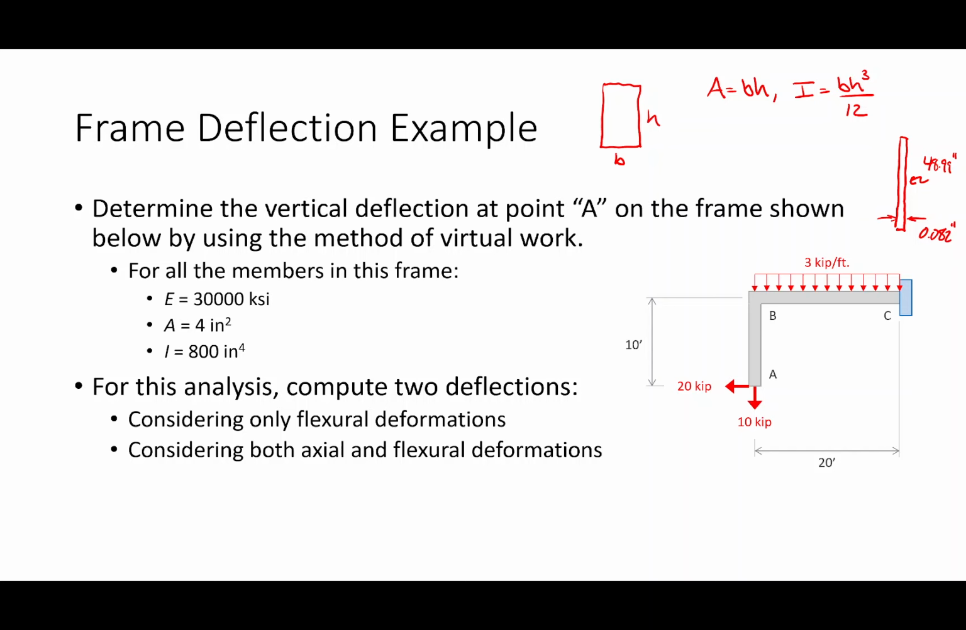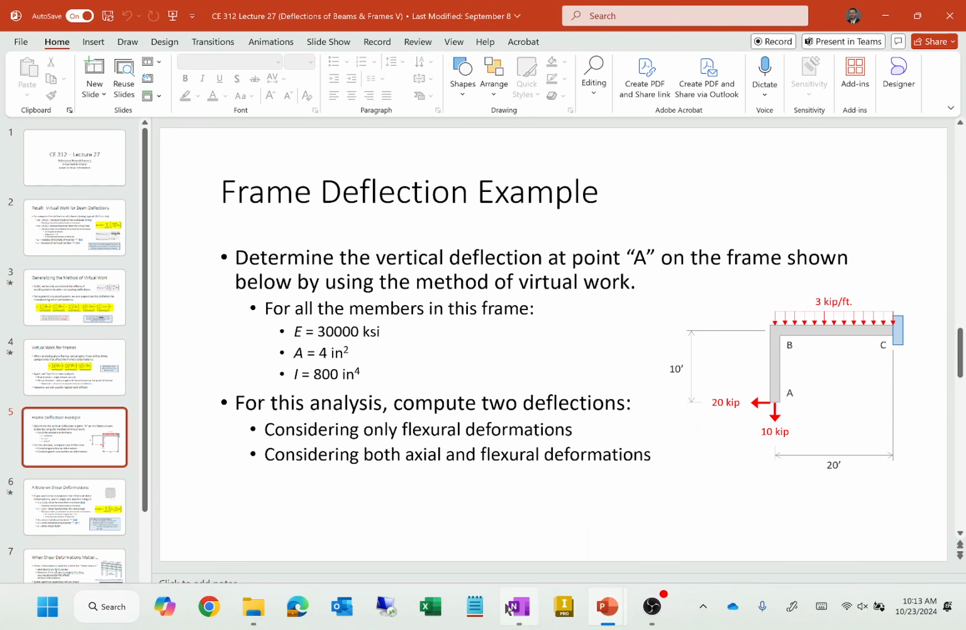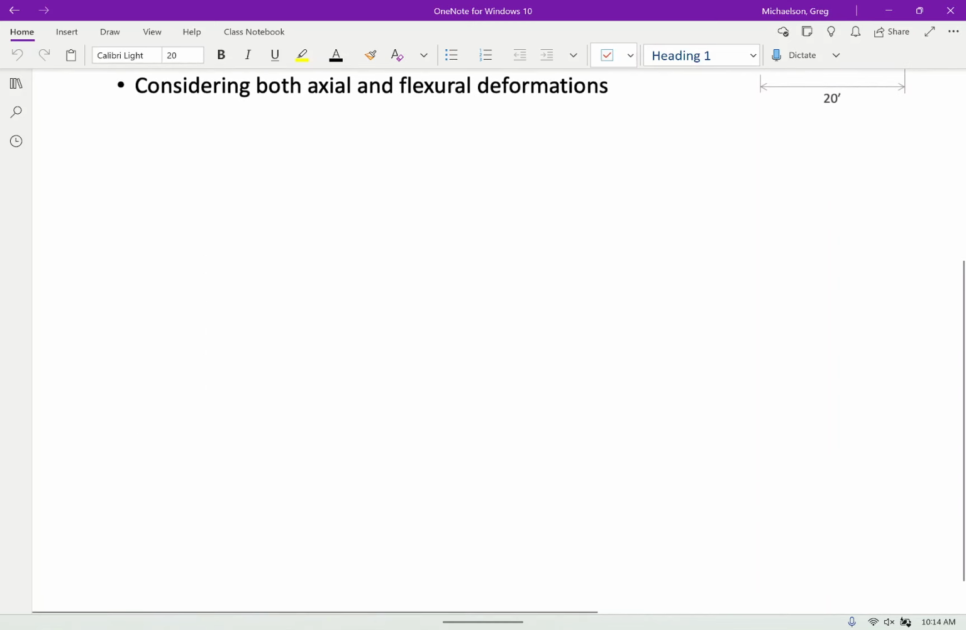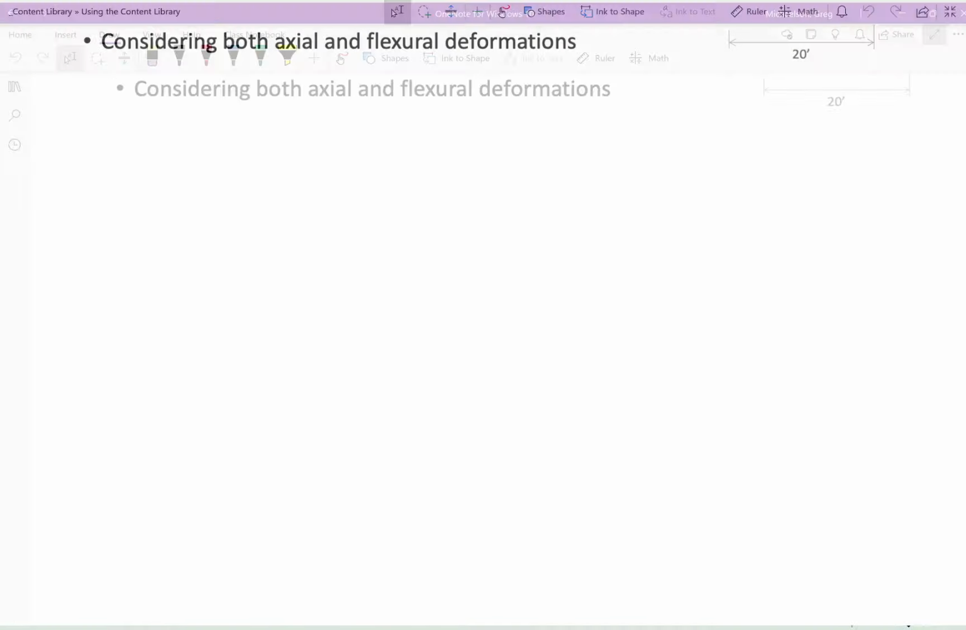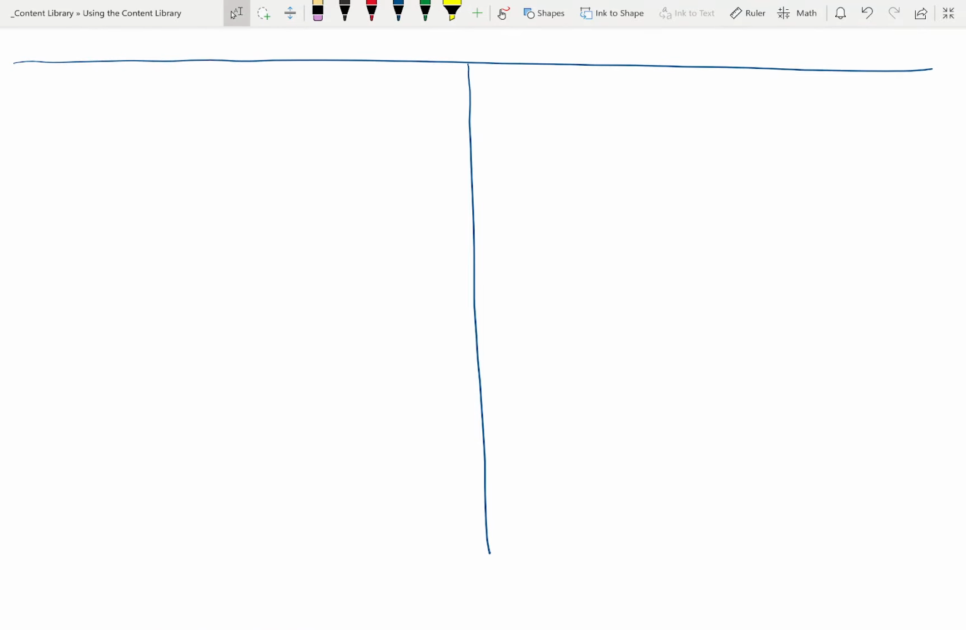Everybody with me so far? All right. Okay, so what we're going to do is compute the vertical deflection at point A using these loads shown and these values shown. I'm going to do a real analysis and a virtual analysis, and I'm going to do them side by side. So my real analysis, let's see.